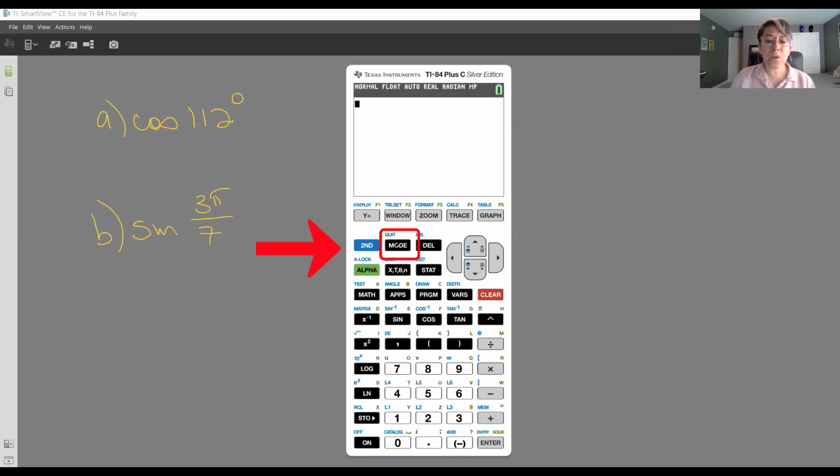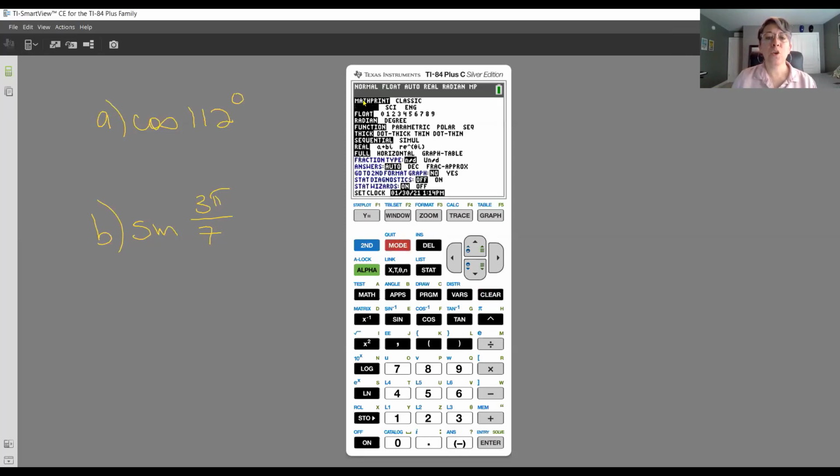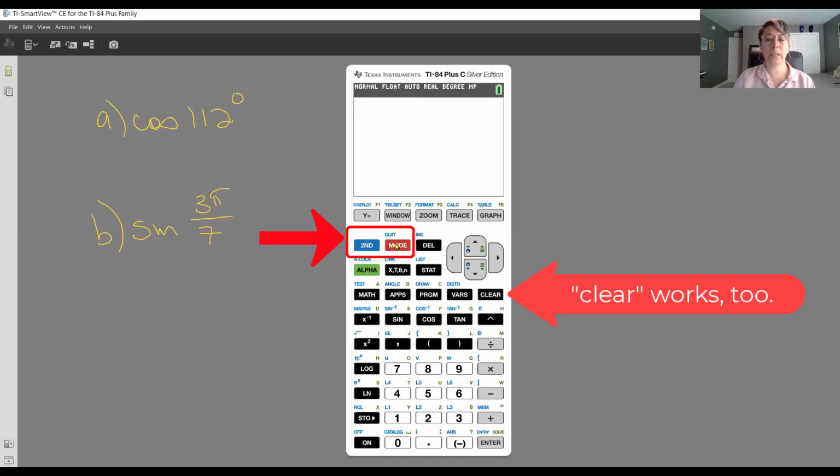If you go down on your calculator and click mode, you might have a lot of options here. It might look a little different than mine, but it should be similar. Scroll down until you see the words radian and degree. Well, we want to be in degrees. So we're going to scooch down over there where it says radian. I'm going to highlight the word degree and hit enter. That changes it to degrees. And then I'm going to go back and just hit quit, second function quit, or clear.